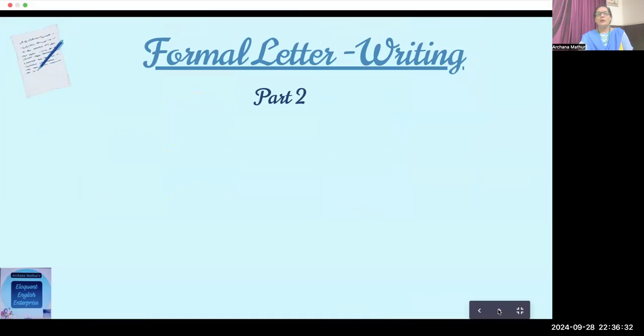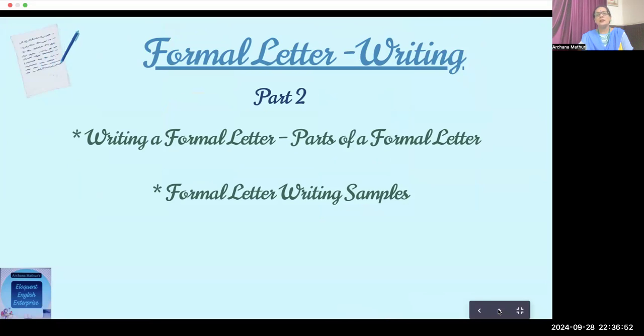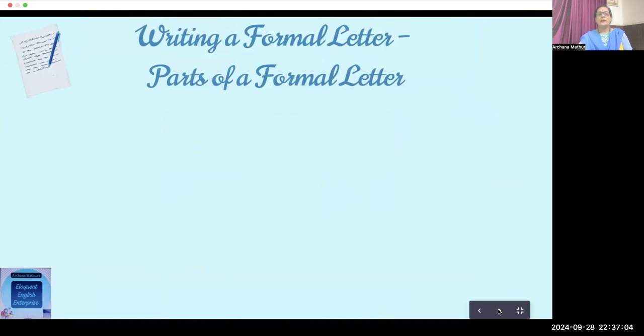And here we have formal letter writing, part 2 of my presentation. So here we are going to discuss what the parts of a formal letter are. Then formal letter writing samples. I'm going to share some samples with you, showing how it is to be written. So once you go through those letters, I'm sure you'll understand better. And of course, FAQs, the do's and don'ts on formal letter writing formats in English, not just the format, even the content.